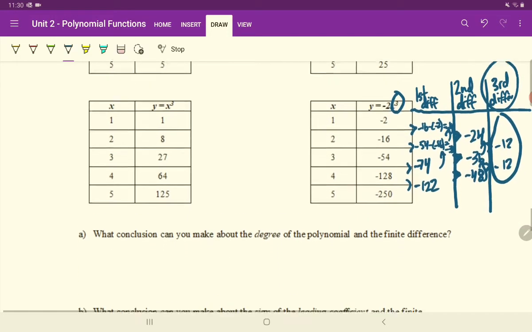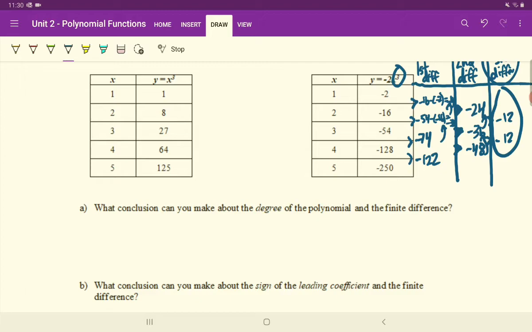Okay, so what conclusion can you make? We already know this. The conclusion that you can make is that the differences that will be constant correspond to the degree of the equation. So first degree equations will have first differences constant. Second degree equations will have second differences constant, and so on and so on.